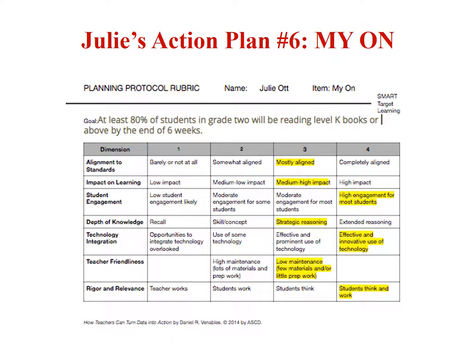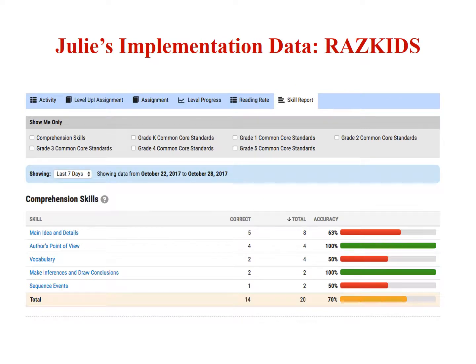Julie's final action plan is Mayan. Mayan is also a web-based program, and with this strategy, students choose the reading material of their choice and complete a multiple choice quiz. Here is student data that Julie provided from RASKids, which is listed on her data action plan. RASKids is a program used to help students with reading and reading comprehension, which supports Julie's SMART goal directly.